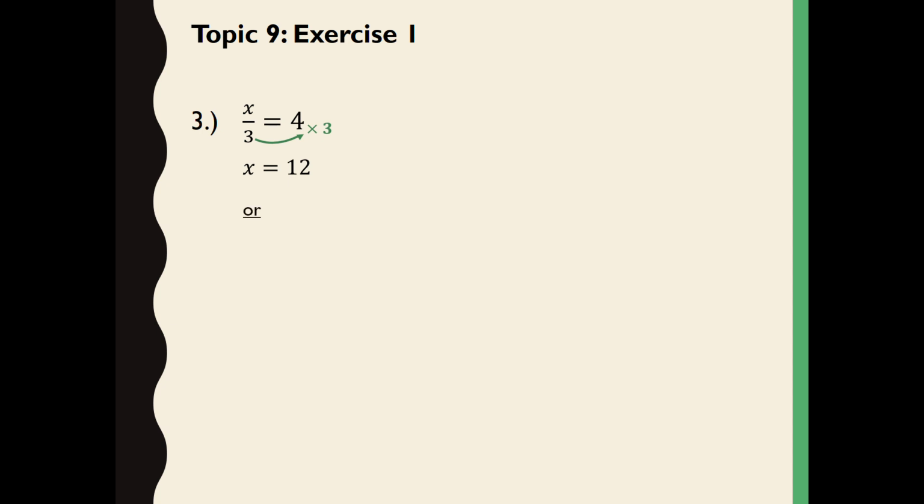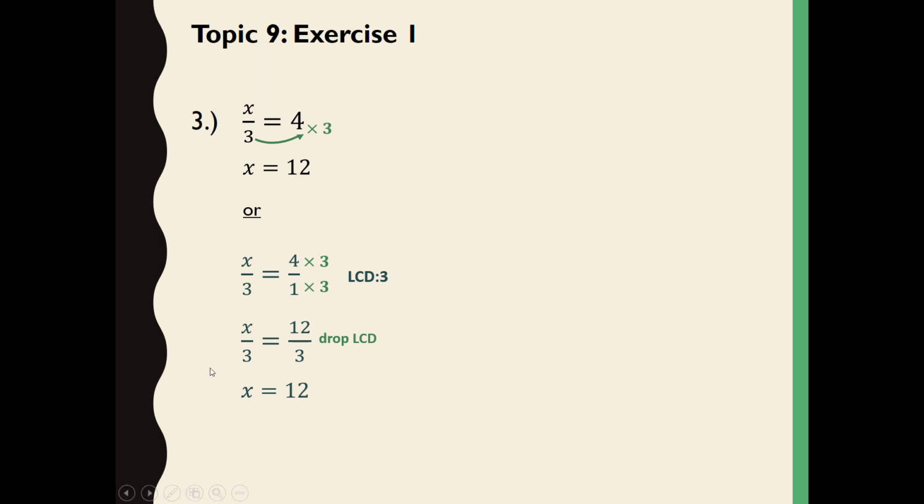You could get LCDs. I know that 4 is the same as 4 over 1. If I'm looking for an LCD here, I know the LCD is going to be 3, because 3 goes into 3 and 1 goes into 3. So I would need to multiply this fraction by 3 in order to find my LCD. If I do that, I get 12 over 3, and then I can drop my LCD to find that x is equal to 12.